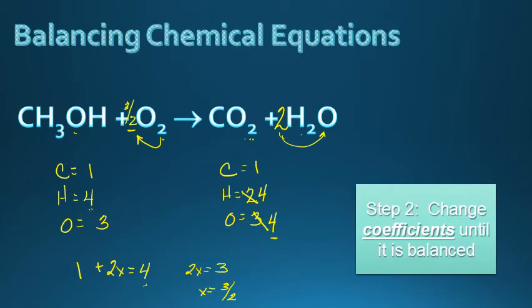Now, if you're sitting there going, you're not allowed to have fractions, Norton. Well, technically you're not. I mean, you can, but you shouldn't. So what number could I multiply this coefficient by, and this one, and this one, and this one, and get rid of that fraction? Well, if you said times everything by 2, you are right. So 1 times 2 is 2, and 3 halves times 2 is 3, and this becomes 2, and this becomes 4. Ladies and gentlemen, you are balanced.